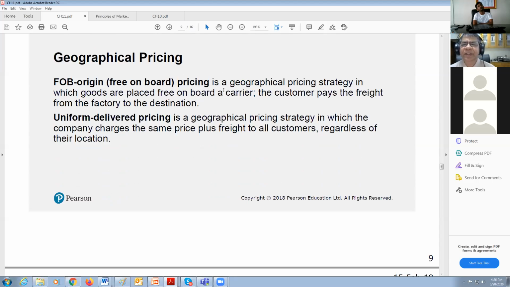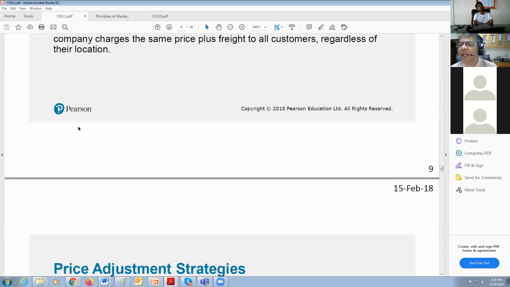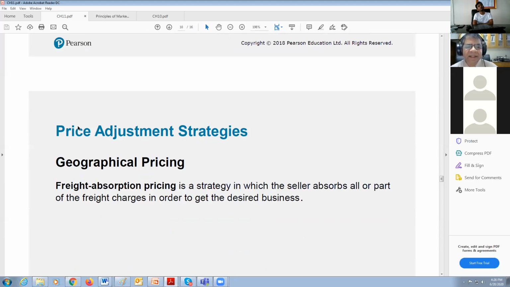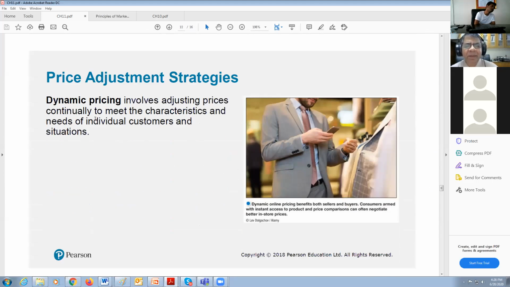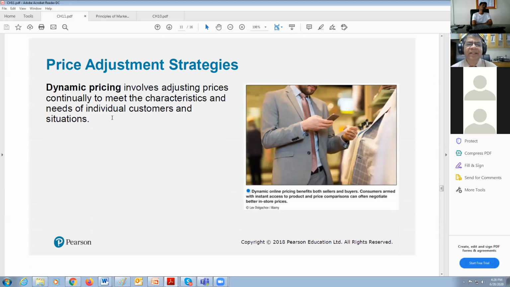FOB, free on board, is a geographical pricing strategy in which goods are placed free on board a carrier. The customer pays the freight from the factory to the destination. So often when you buy some goods in China, they say FOB. That means the cost from China to Myanmar belongs to you. That's called FOB. Uniform delivery: whether you buy in China or in Myanmar, the same pricing. So these are important terminology. Dynamic pricing means prices are adjusted depending upon the individual customer situation.